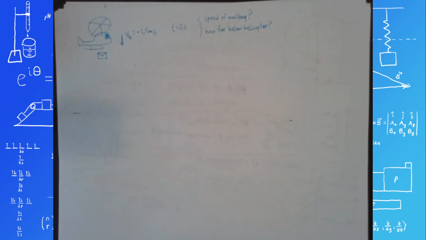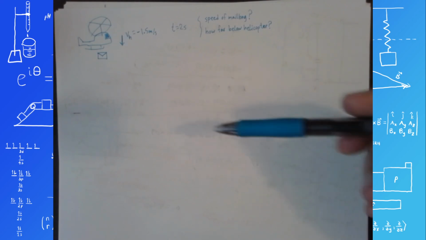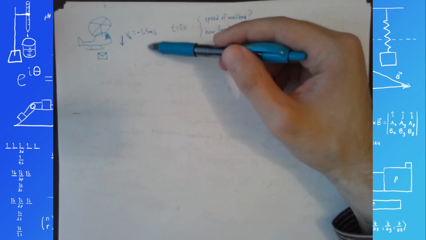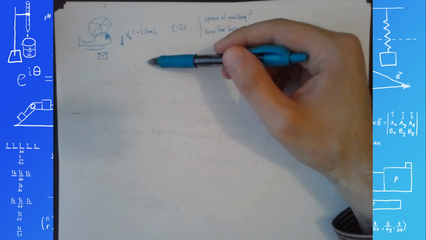The first slip up that students make with this type of problem is that they assume that the initial speed of the mailbag is 0. That is not true. We went over this an hour ago at this point. This mailbag was on a moving helicopter before it was released. It was moving with the helicopter at 1.5 meters per second downward before it was let go.